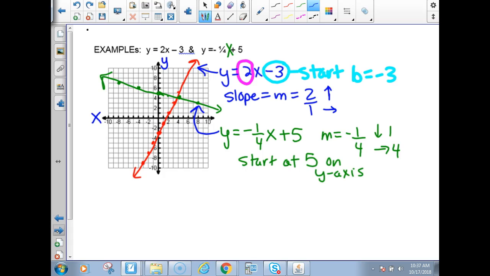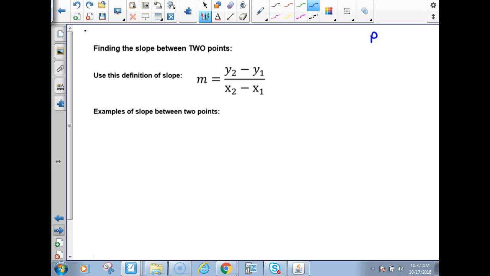Alright, let's go to the next page briefly, because we are going to do the slope formula. This is on your page 6, correct? We're only going to do part of this page because we're not going to talk about parallel and perpendicular lines until tomorrow.